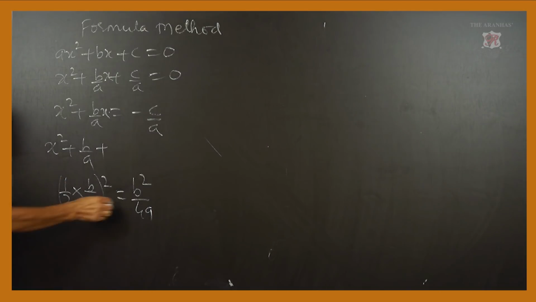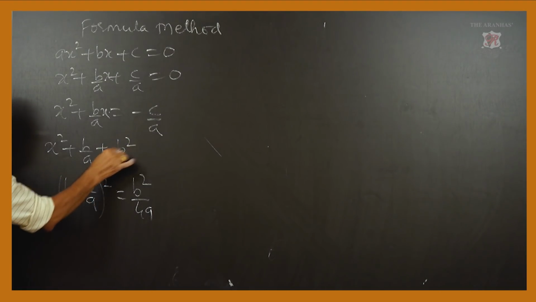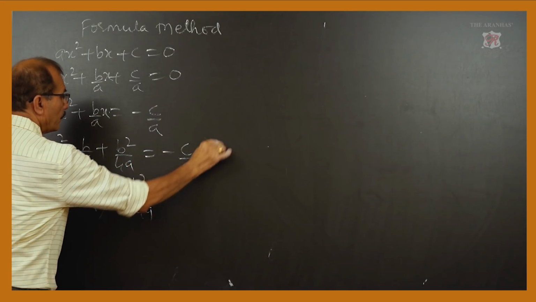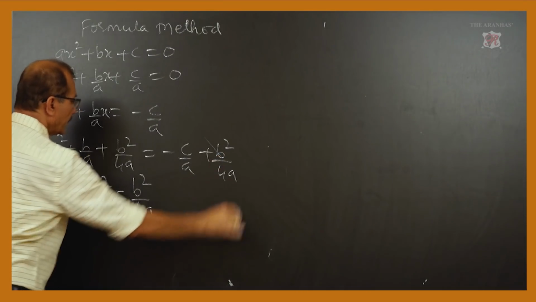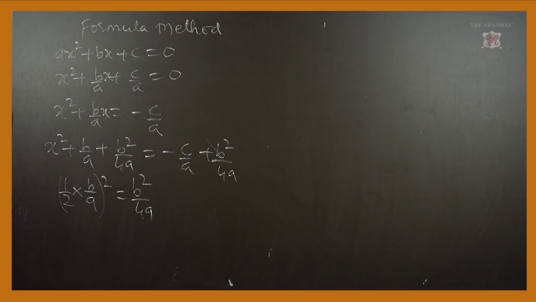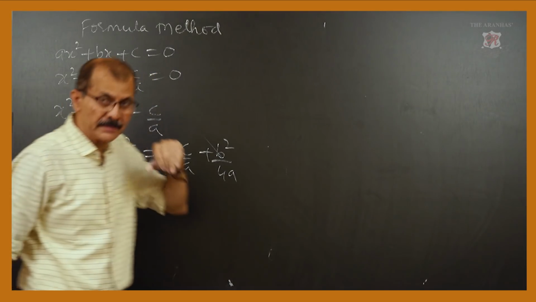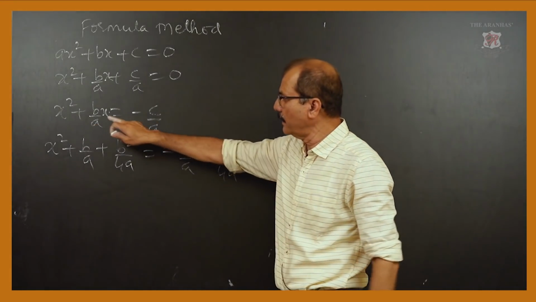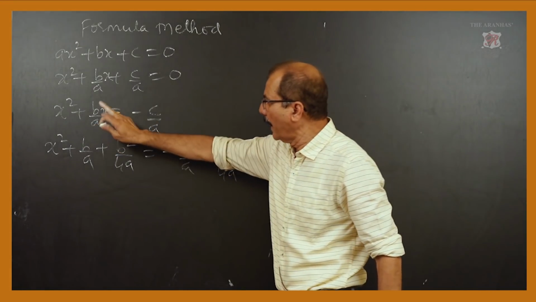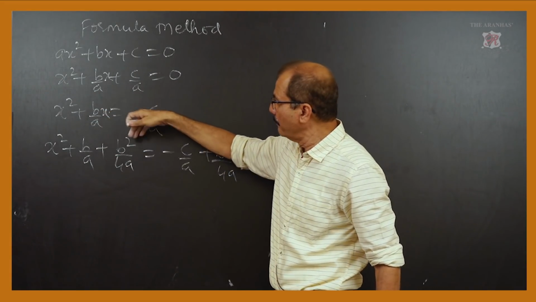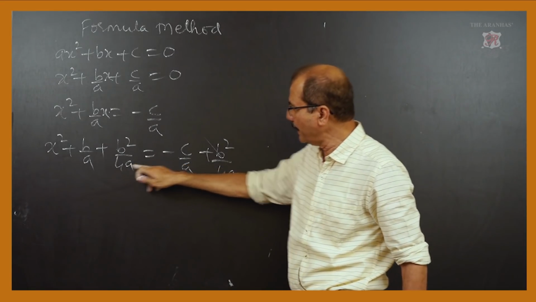So, if you go on adding this last term over here, so x square plus b upon a x plus b square upon 4a square is equals to minus c upon a plus b square upon 4a square. See, as you did for completing the square till here, we found the last term. How to find the last term? You know, half into coefficient of b upon a. So, that I added on both the sides here.